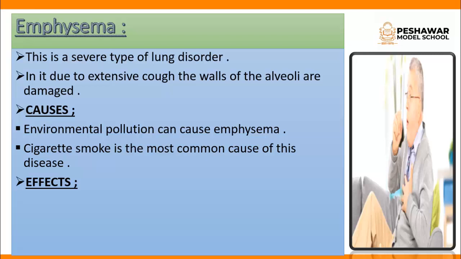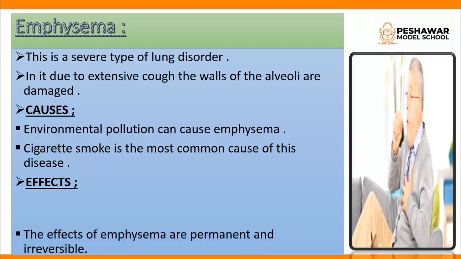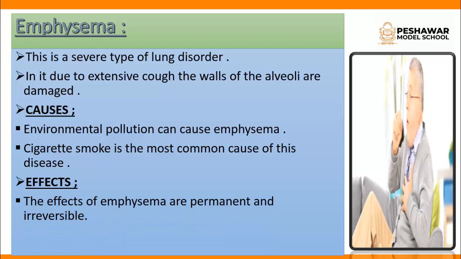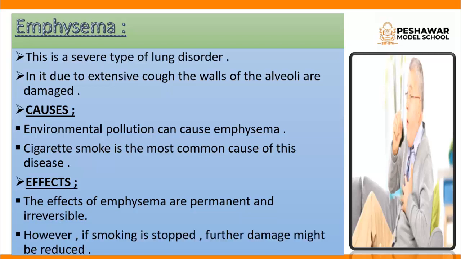Now let's study the effects of emphysema. The effects of emphysema are permanent and irreversible. However, if smoking is stopped, further damage might be reduced. The basic reason behind emphysema is cigarette smoke. So if it is stopped, further damage because of emphysema can be stopped, but the damage which has taken place is irreversible.